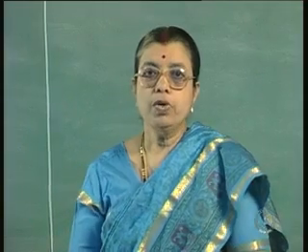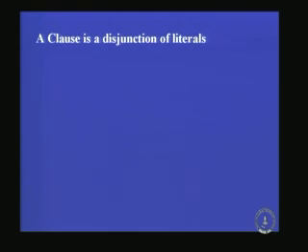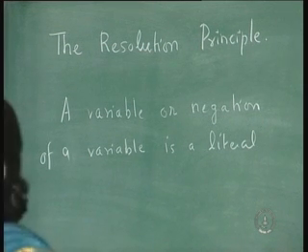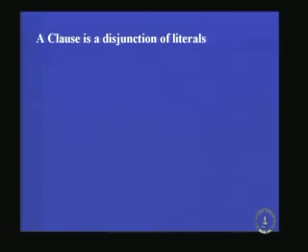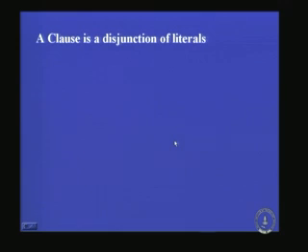Now we shall see how to use the resolution principle to find out whether an argument is correct or not. So, we shall concentrate on the resolution principle. A variable or negation of a variable is a literal, it is called a literal, and you know that a disjunction of literals is called a sum and a conjunction of literals is called a product. A clause is also a disjunction of literals, it is a sum. A clause is a disjunction of literals.